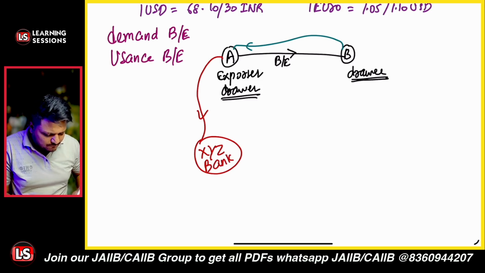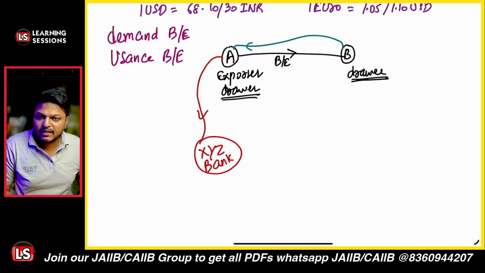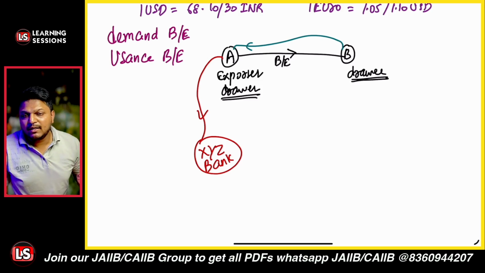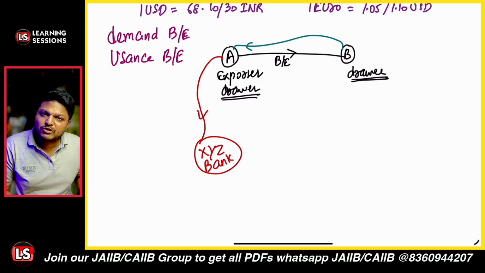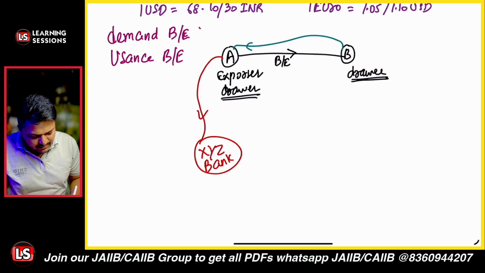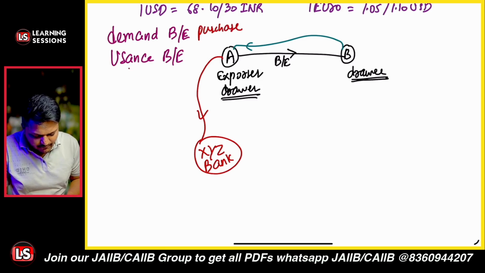So in case of the demand bill, the naming that we use is purchasing the bill, right? In case of the usance bill, the process is the same, but we name it discounting the bill, right? So for a demand bill, we say purchasing the bill, I'm just writing it over here for your reference, and for a usance bill, we say discounting the bill, right?